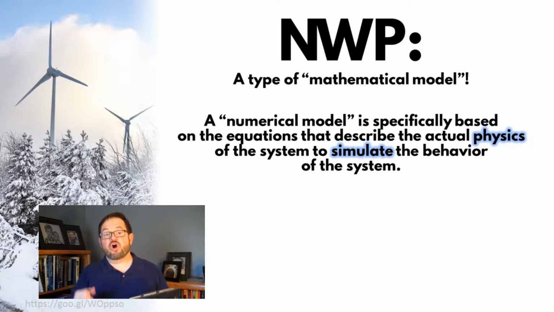Numerical weather prediction models are a type of mathematical model. You might remember that that was in contrast to a physical model. The physical models were where you actually built a toy that modeled or reproduced the behavior of a real system. A mathematical model was, of course, where we were using mathematical concepts and language. We had a variety of different kinds of mathematical models, like statistical models and so on. Specifically, a numerical model is based on the equations that describe the actual physics of the system to simulate its behavior.